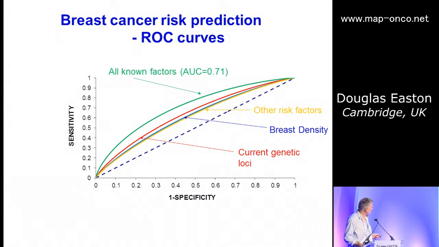And you can sort of illustrate that. This is an ROC curve illustrating the idea. So this red line, this is the ROC curve that you get with the current genetic loci. It's better than the other risk factors. It's a bit better than breast density. But the real gain is putting them all together. And then you can get up to quite reasonable predictions with an area under the curve a bit better than 0.7.